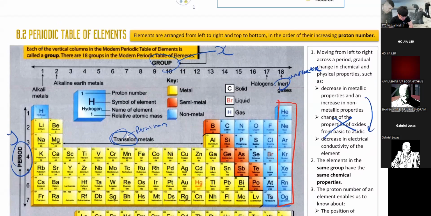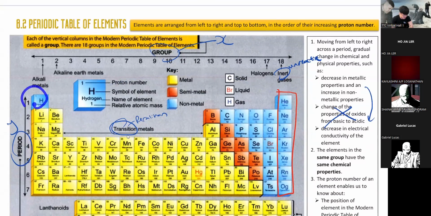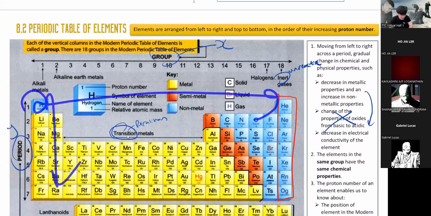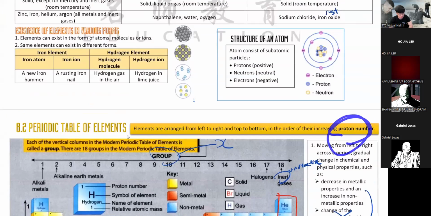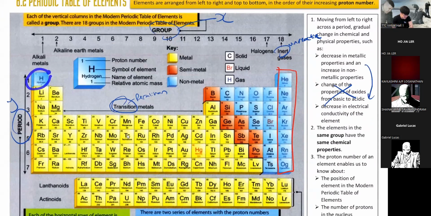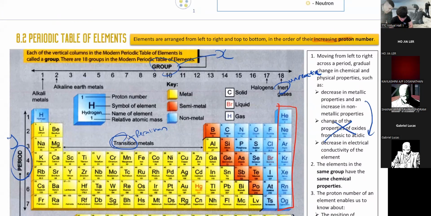Okay, and then there's one more thing I think I forgot here. Elements are arranged from left to right, top to bottom. You read your periodic table like how you read your book, from left to right, from top to bottom, and then they increase their proton number. What is proton number again? That's the number of protons lah. I'll talk more about this next week. So this is proton number 1, 2, 3, 4, 5, 6, 7, 8, 9, 10, 11, 12, and so on. That's how they are arranged. So please highlight this. Increasing proton number. This is very important.